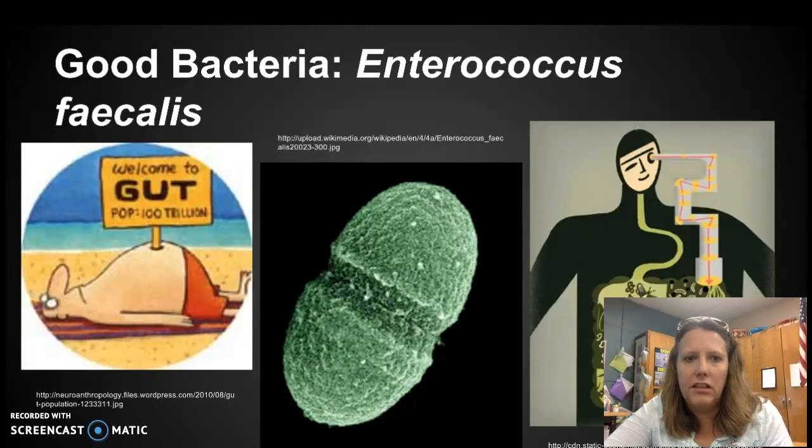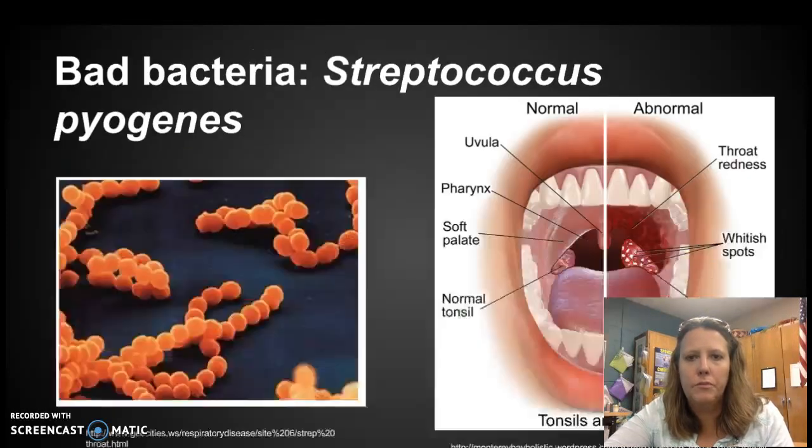Okay. Another good bacteria is called Enterococcus faecalis. This is a bacteria that lives in your gut, and it helps you digest your food. If you didn't have this bacteria in your gut, you would have a lot of trouble getting your nutrition out of your food. We actually think there's a whole bunch of different species of bacteria that live in our gut and help us digest our food.